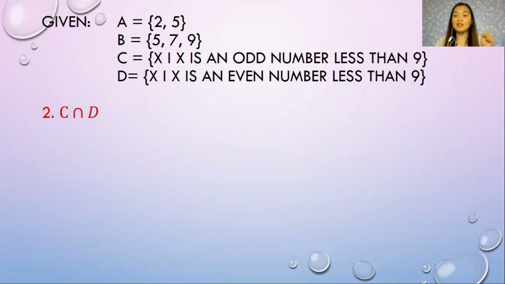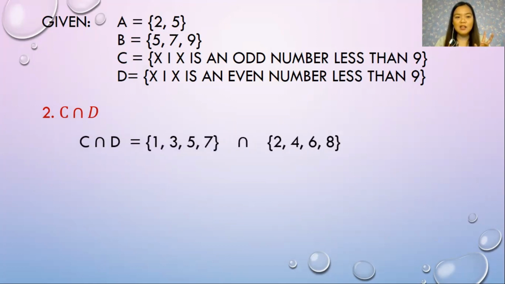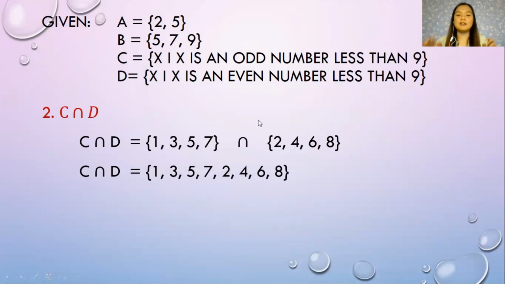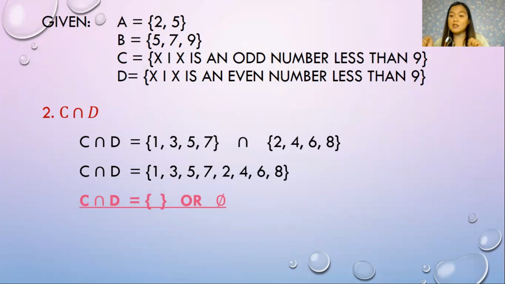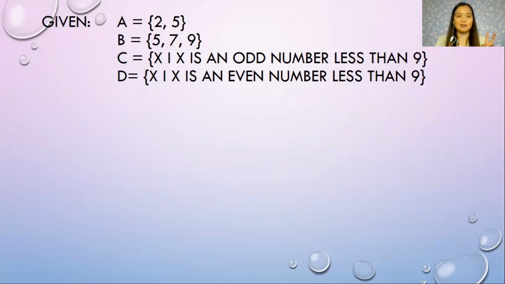Number 2, C intersection D. I-substitute din natin yung C to be 1, 3, 5, 7 na, and then yung D, 2, 4, 6, 8. Oh, kasi dito natin i-base yung mga ilalagay natin dito. And then, tignan na lang natin kung may magkapareho. May magkapareho ba? Diba? Wala. So, meaning, C intersection D equals null set or empty set. Wala. Wag mo nang ipilit pag wala talaga. Ganun. Masasaktan ka lang.